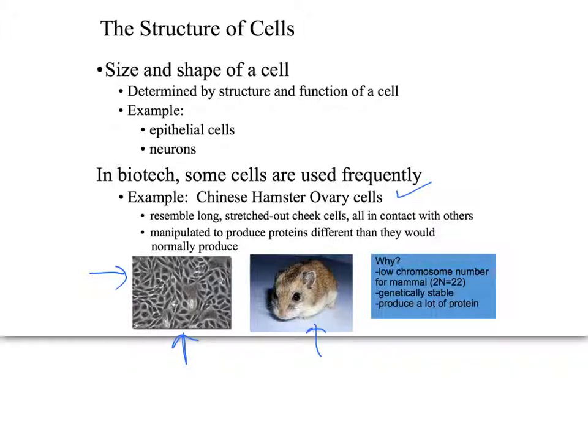Okay, so they're used because they have a low number of chromosomes for a mammal, but you still get the same kind of protein production as a mammal. They're very stable, so they won't change over time, and we can make them express a lot of protein. So they call these CHO cells, Chinese hamster ovary cells.